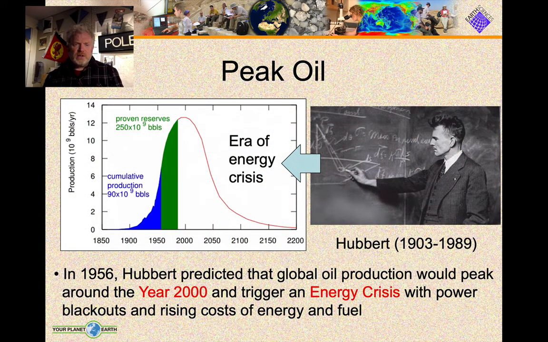A geologist called Hubbert made a prediction about oil fields, how their production will be on a bell curve. And at some point you would reach what he called peak oil. His prediction for US oil fields was that this would arrive in about the year 2000, followed by an energy crisis as oil production fell dramatically.